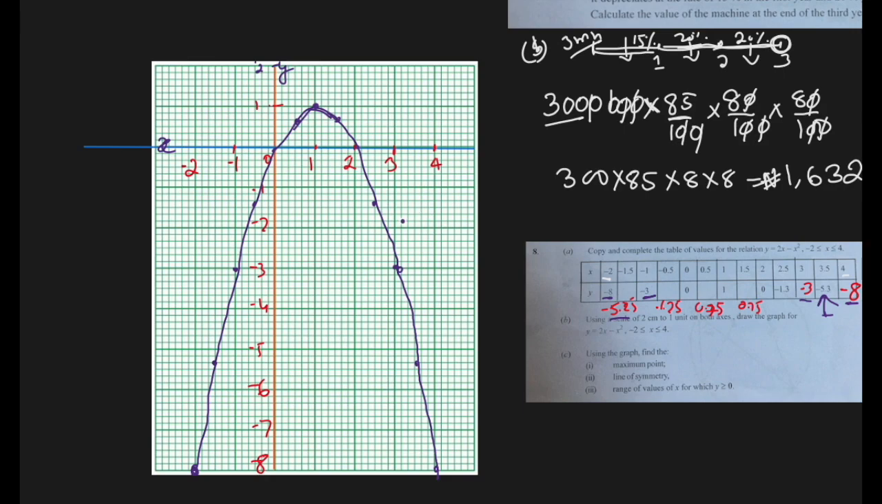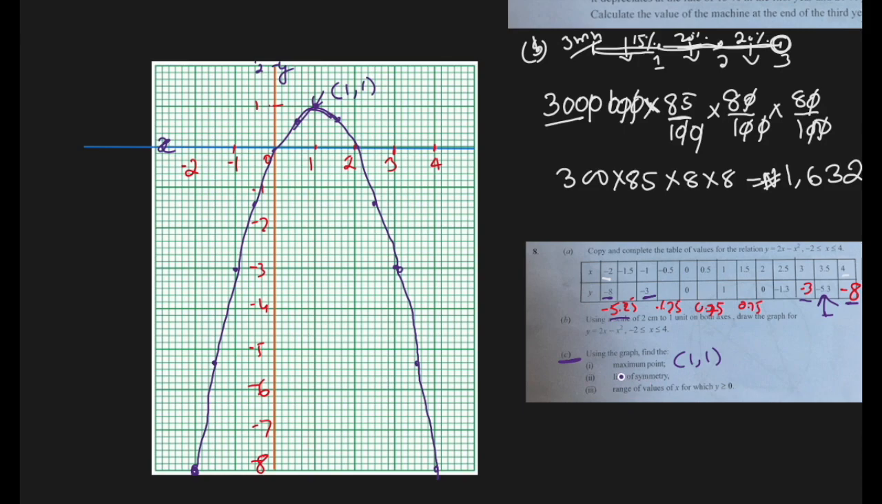Okay, so this is a parabola, an inverted parabola. What is the next question? C. Using your graph, find the maximum point. You can see the maximum point is here and that coordinate is (1, 1). So (1, 1) is the answer for this.